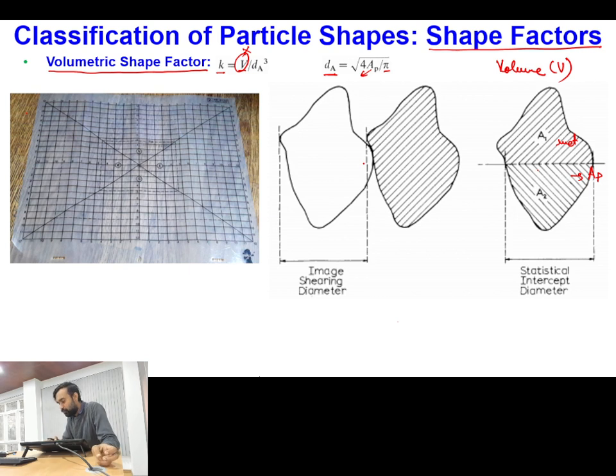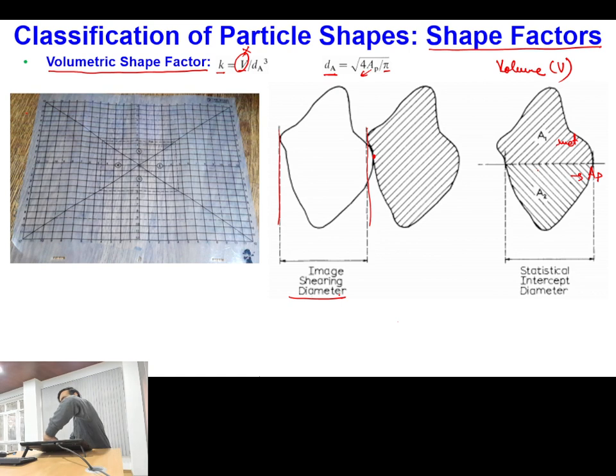Okay, and I have moved this image till the point it is actually reaching here. So from this point to this point, how much this particle has been traveled, it is called as image shearing diameter. Okay, what we call this? Image shearing diameter. So this is an image shearing diameter in this particular direction.